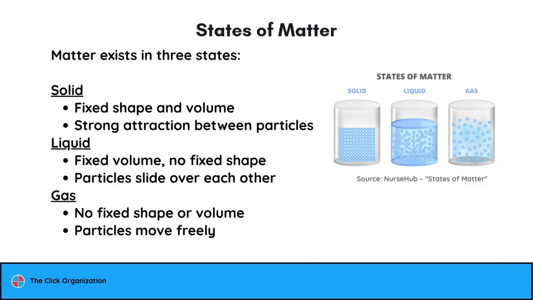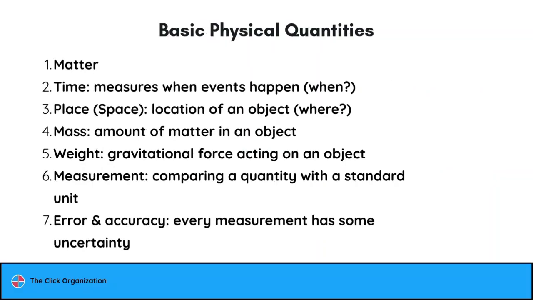Then we have liquid, which has fixed volume, which means it doesn't become less or more, but it doesn't have any fixed shape. It means if you pour water into a bowl, it will get that bowl's shape. If you pour it into a rounded glass, for example, it gets the shape of that. So basically, liquids take the shape of their container. Then we have gas, which has no fixed shape or volume, and the particles are very far apart and they move freely.